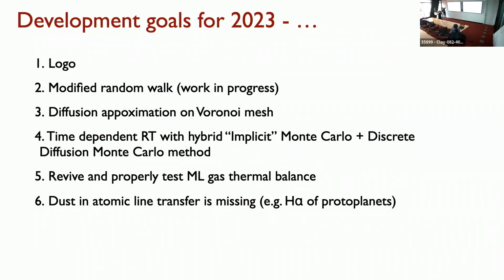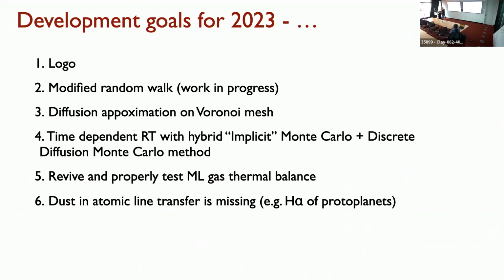The other thing is, we've started to work on that last week, but I think it's promising, to solve this problem of having the Monte Carlos that become very slow when you're very optically thick on the Voronoi mesh. So we can implement a modified random walk, which is fairly easy, which would make it much faster. And point 3 is basically the follow-up of that: to use a diffusion approximation on a Voronoi mesh, which would make it even faster.